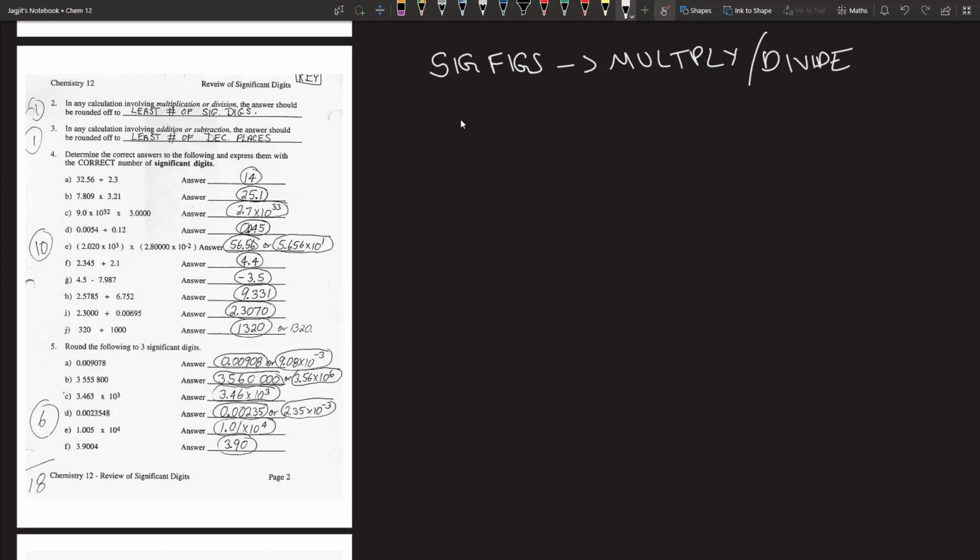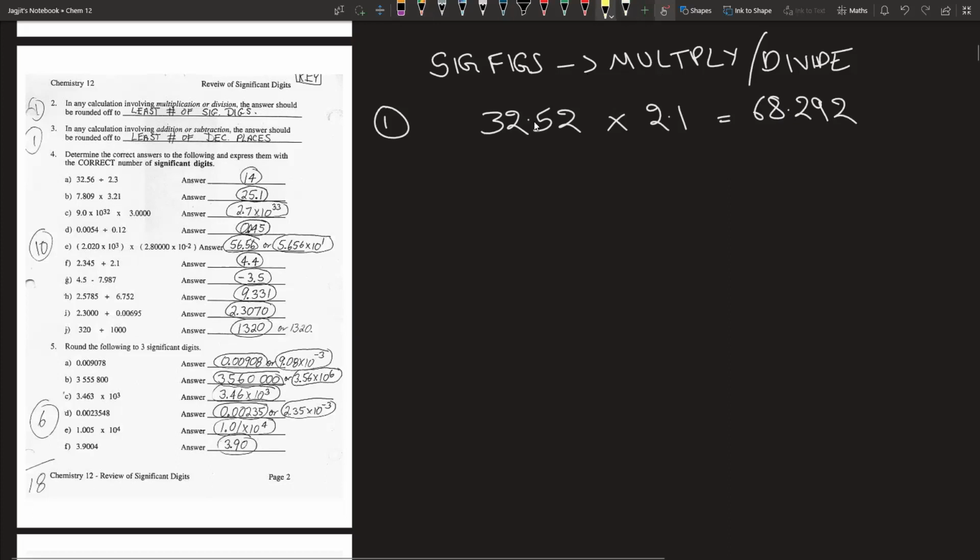Well, we're going to do an example because an example is going to explain it in the best fashion. What if I give you 32.52 and I ask you to multiply this with 2.1? All you would do is blindly punch it in your calculator. So take 32.52 and multiply that by 2.1. If you do that, it will give you 68.292. But now we need to worry about our sig figs. How many sig figs did we have in the first term? 1, 2, 3, 4.